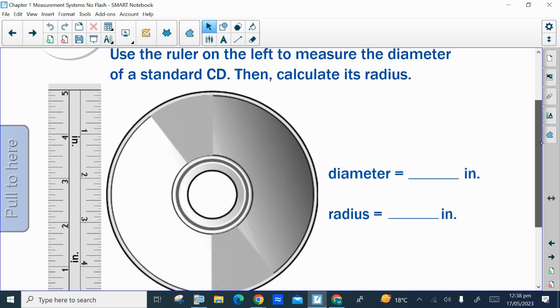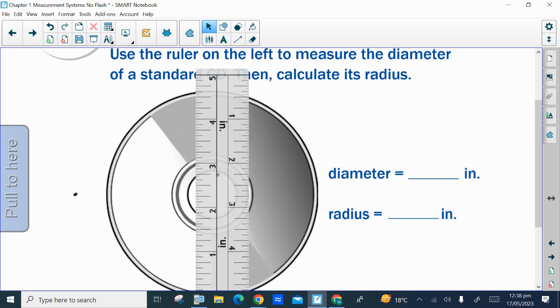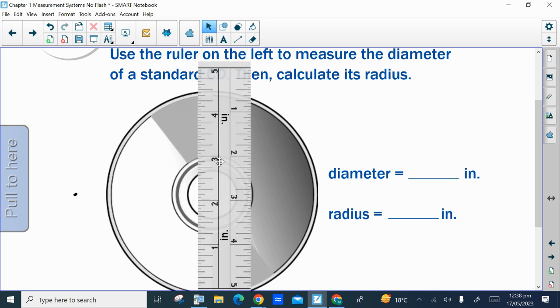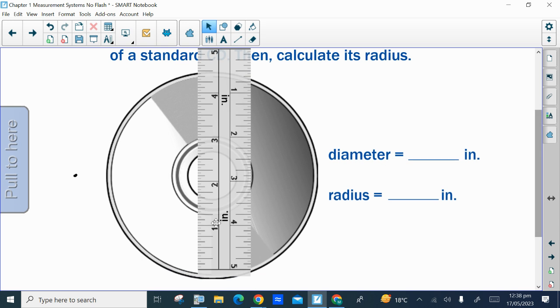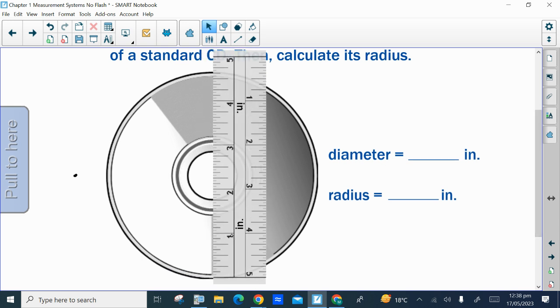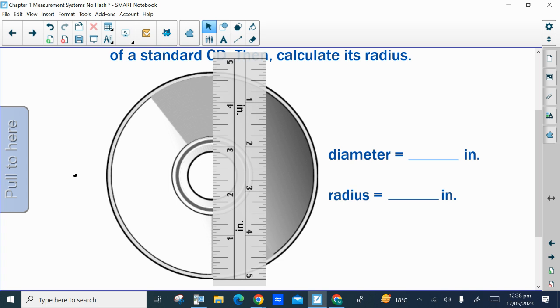So we're asked to use the ruler to measure the diameter of this standard CD. And this ruler is in inches. It says right on there that it is inches. So we can move the ruler. So if we go right through the center with the very bottom of the ruler, that bottom line, which represents 0 as you're counting up here.